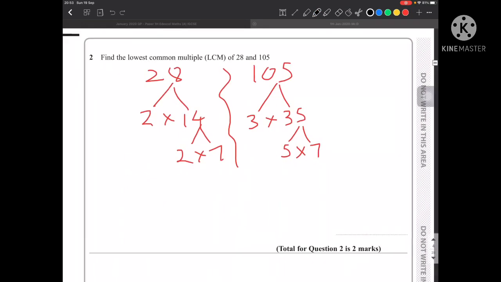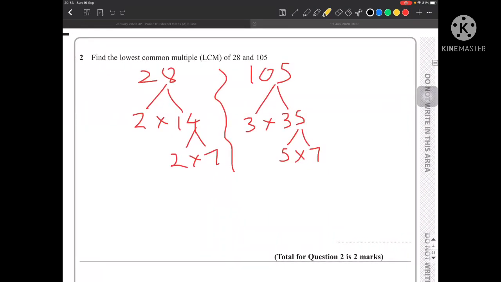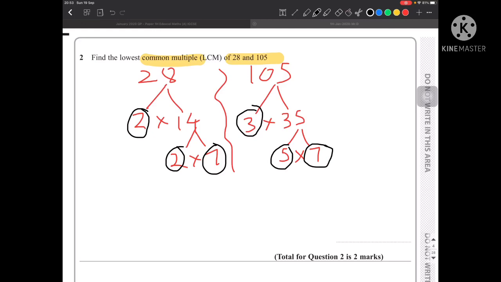So guys, for question 2 we have to find the lowest common multiple of 28 and 105. What you need to do is express these as products of their prime factors and write them all down without including the repeated ones. So for 28 we have 2 times 14, and 14 is 2 times 7. So we circle the prime factors 2, 2 and 7. Likewise 105 is 3 times 35, and 35 is 5 times 7. So the prime factors are 3, 5 and 7. We write 28 as 2 to the power 2 times 7, and for 105 we have 3 times 5. We do not include 7 again.